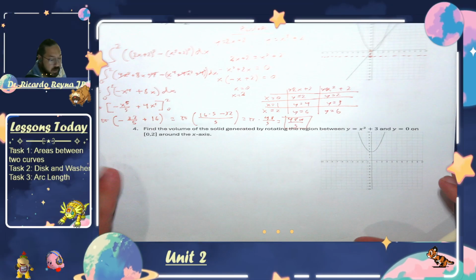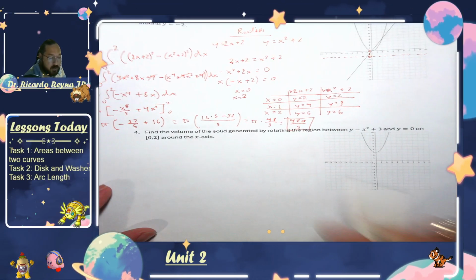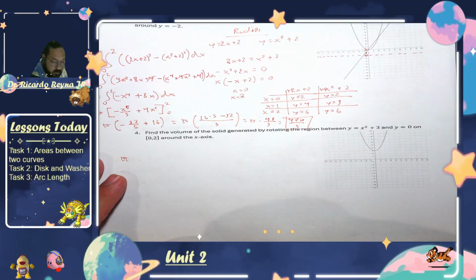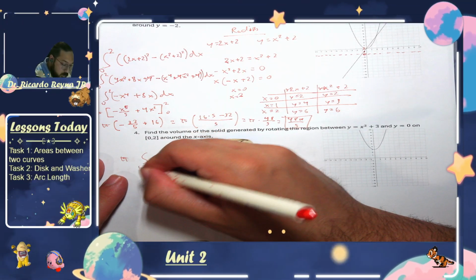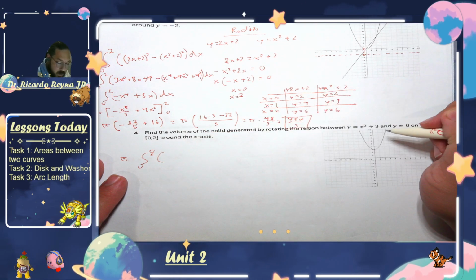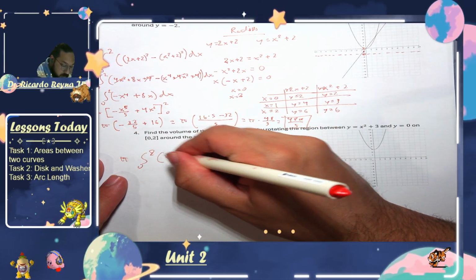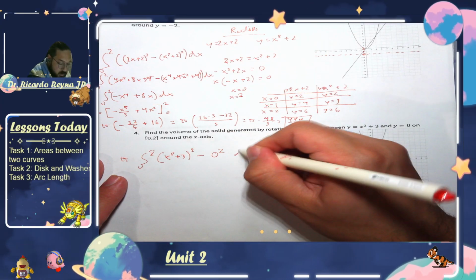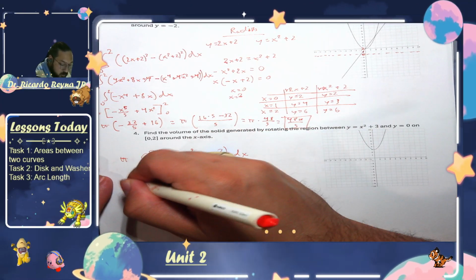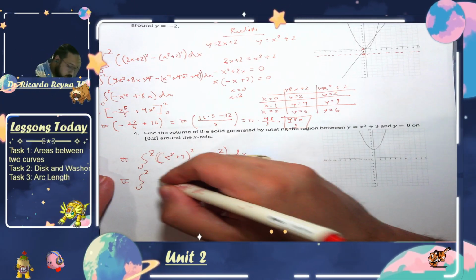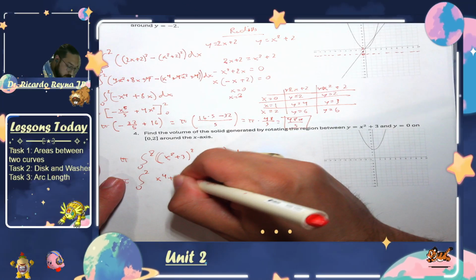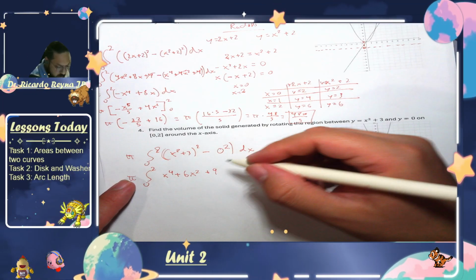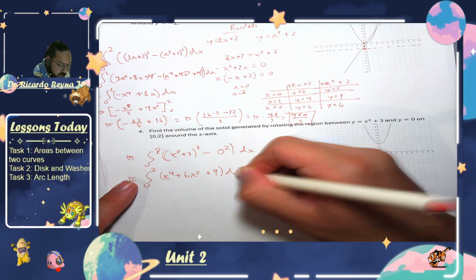Okay. Next, find the volume of the solid by rotating the region between this and this. Pi. Does it give us a bound? It gave us a bound. Okay, good. 0 to 2 of the outermost, which is clearly this. So x squared plus 3 squared minus 0 squared dx, which is just, I'm going to skip some of the simplifying. We have x to the power 4 plus 6x squared plus 9, and then dx.